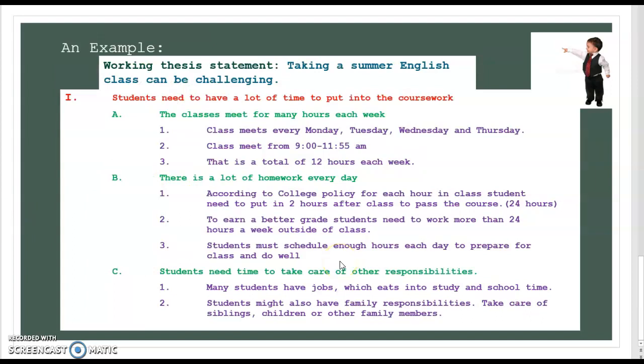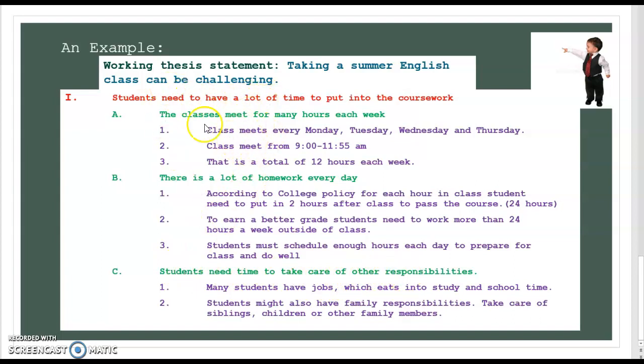If my thesis is taking a summer English class can be challenging, then my body paragraphs have to explain that. So I might have one body paragraph that says students need to have a lot of time to put into the coursework. Okay, well, what do you mean by that? My major supports are the classes meet for many hours. That helps support needing a lot of time. There's a lot of homework every day, again, connects to a lot of time. And students need to take time to take care of other responsibilities, which also goes into this idea of time.